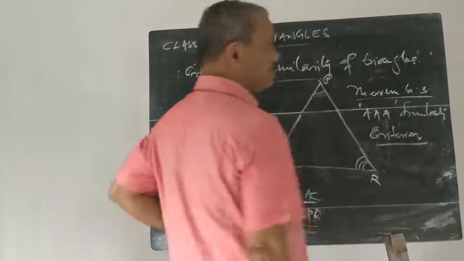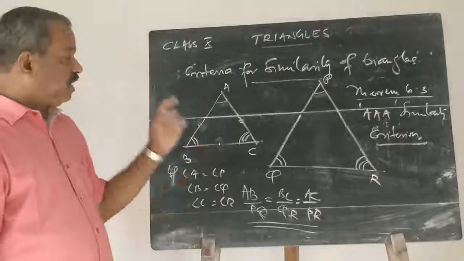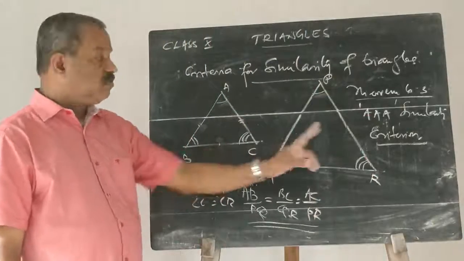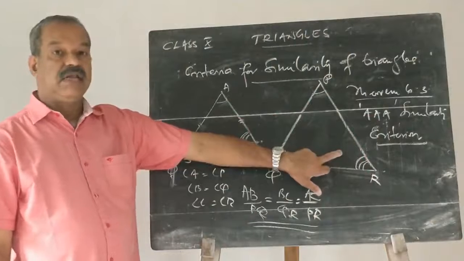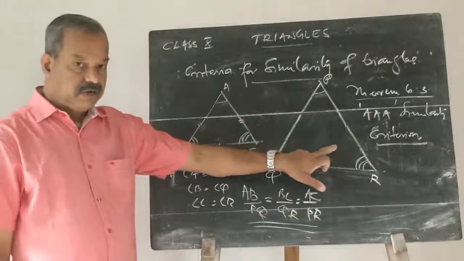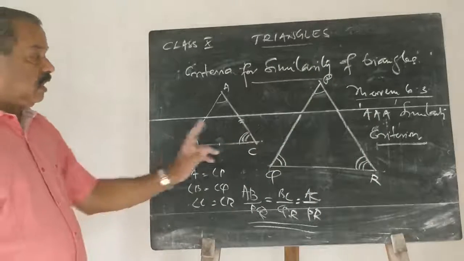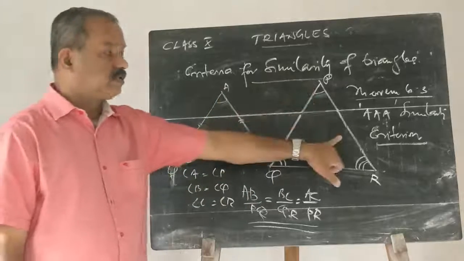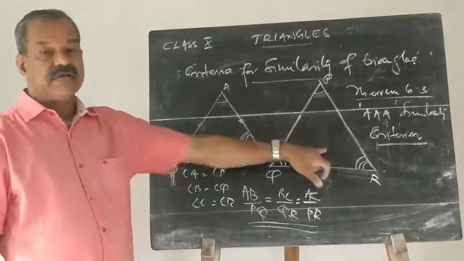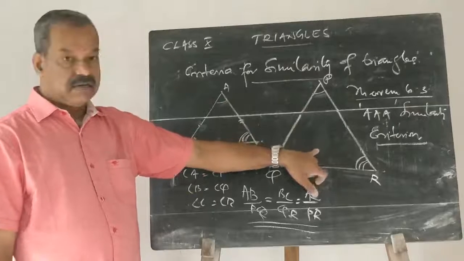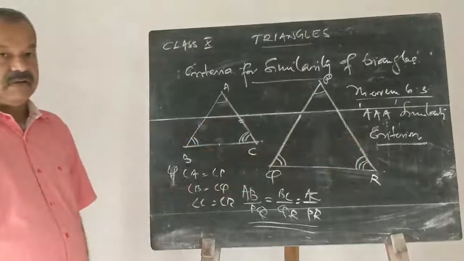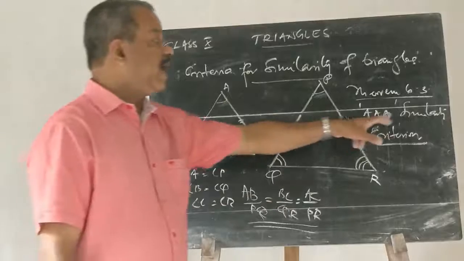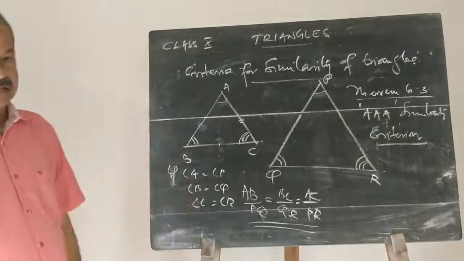What is the AAA similarity criterion? If three angles of one triangle are equal to three corresponding angles of the other, then the triangles are similar. This is the first criterion. This criterion is also known as the AA similarity criterion.